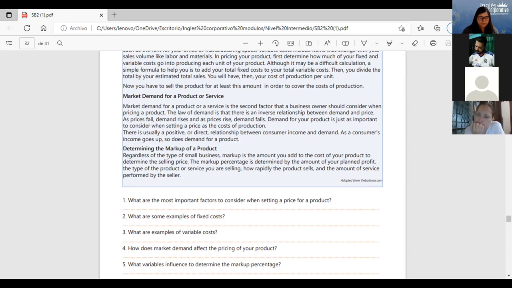The markup percentage is determined by the amount of your planned profit, the type of product or service you are selling, how rapidly the product sells, and the amount of service performed by the seller. Oh, I was speaking along. Sorry, you were speaking in silence. I repeat, two variables: the two variables are the selling price and the cost of the product. Those are the variables that influence the markup percentage.